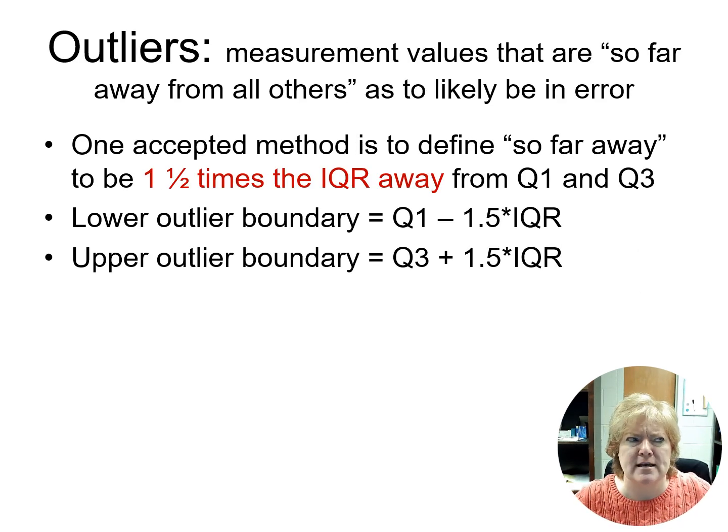Outliers, then, again, we're saying they're far, far away. So one accepted method is to define far, far away as 1.5 times the interquartile range outside of the third and the first quartile. So my lower boundary is the first quartile minus 1.5 times the interquartile range. And my upper boundary, which says if it's past this, it's really far away, is the third quartile plus 1.5 times the interquartile range.